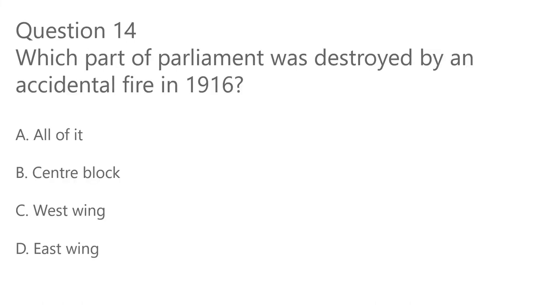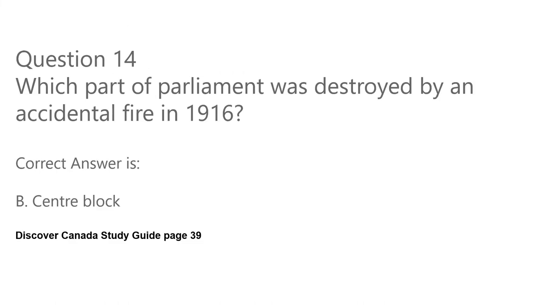Question 14. Which part of Parliament was destroyed by an accidental fire in 1916? A. All of it. B. Center Block. C. West Wing. D. East Wing. Correct answer is B. Center Block. Discover Canada Study Guide, page 39.